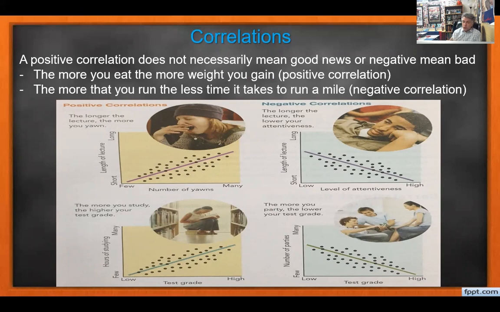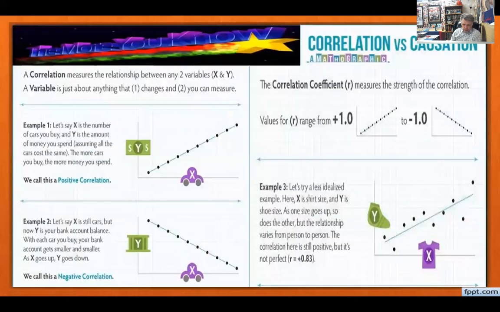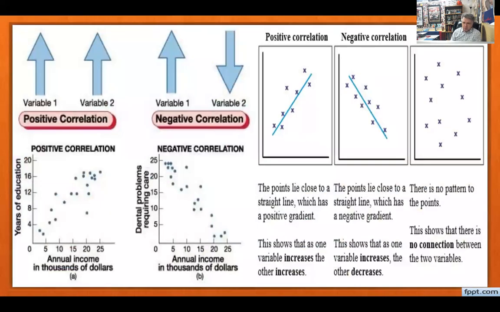The more that you run, the less time it takes to run a mile. Well, I'm training more, my mile time goes down. That's a negative correlation, but it's a positive thing. So again, when you take a look at these graphics here, go back over the PowerPoint and they'll show you a bunch of positive correlations and negative correlations and no correlations and sort of how it all works, if you want to review it.